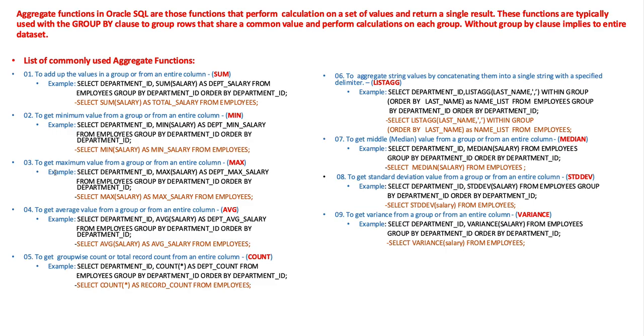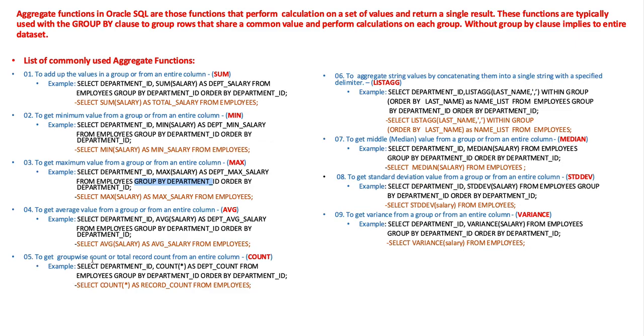Similarly, the third function is the MAX function. To get the maximum value from a group or from the entire column, we use the MAX function. Here's the example. The first one is using a GROUP BY clause. The second one is without using a GROUP BY clause. Fourth function is the AVG function. To obtain the average value from a group or from an entire column, we use the AVG function. We have an example.